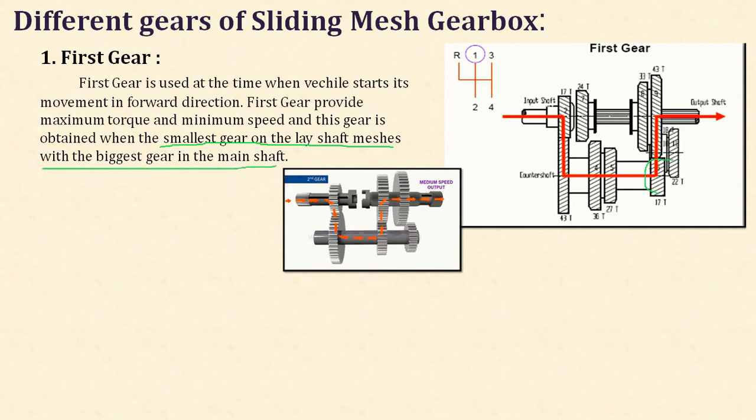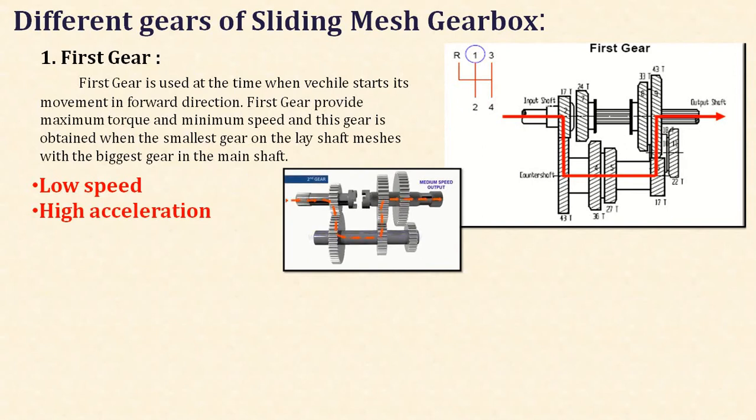So this is the smallest gear, having 17 teeth, meshing with the 43 teeth of the main shaft. At the time of starting, we require maximum torque and minimum speed, so we can achieve that through this gear ratio. So in the first gear we obtain low speed and high torque. The animation also shows the engagement of the smallest gear with the largest gear, so we can transmit the maximum torque to the wheels.